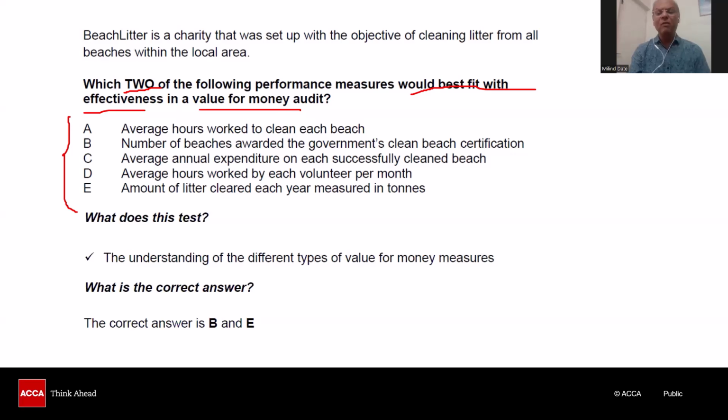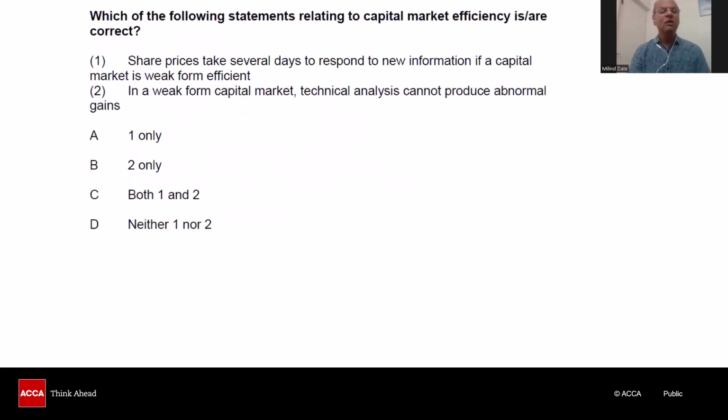Similarly, let's look at one more. Which of the following statements relating to capital market efficiency is or are true? So, capital market efficiency, that's getting questioned. And the question says is or are. So either one of the 2 statements could be correct, or both could be correct, or both could be false.